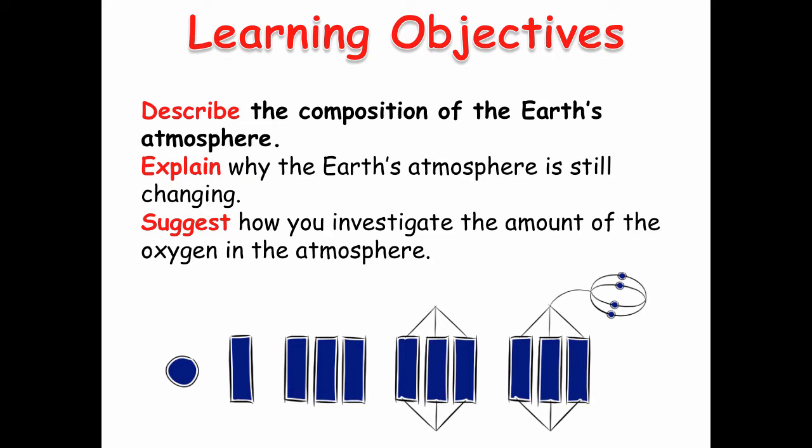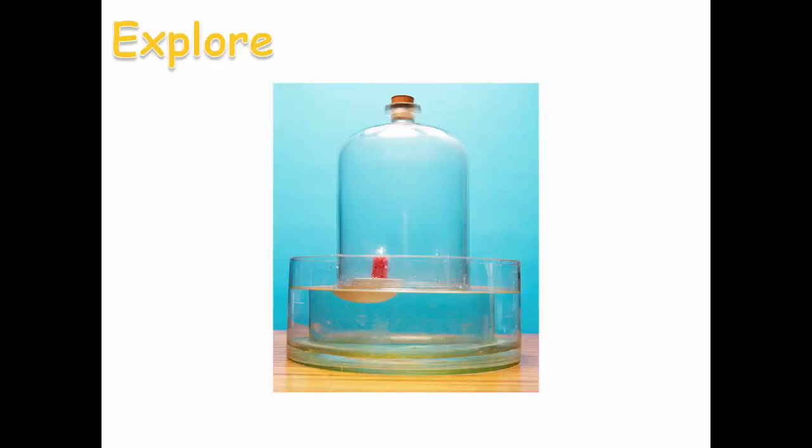We're going to move to our third objective. How could you investigate the amount of oxygen in the atmosphere? The first is going to be a demonstration you'll see in my lesson. I have a candle floating in a trough of water covered by a bell jar. I want you to predict what will happen to the candle and why, and also think about what will happen to the level of the water and be able to explain why. Pause the video and have a think about it.